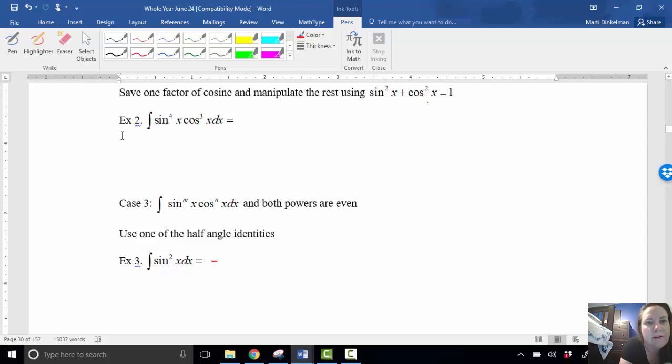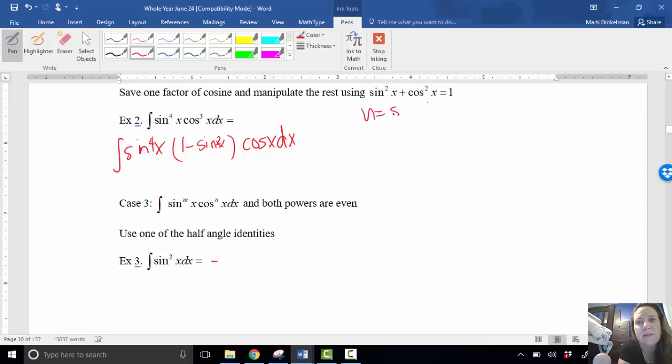So let's rewrite here. We're going to have the integral of sine to the 4th, one of those, so cosine squared, and then a cosine. So the cosine squared is going to become 1 minus sine squared. So this time, u is going to be sine, and the derivative of sine is cosine. Now, I'm going to cheat a little bit. It's not really cheating, but I see cosine x dx right there and cosine x dx right there, so this is just going to become du.